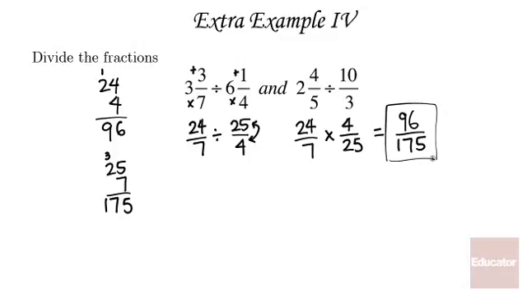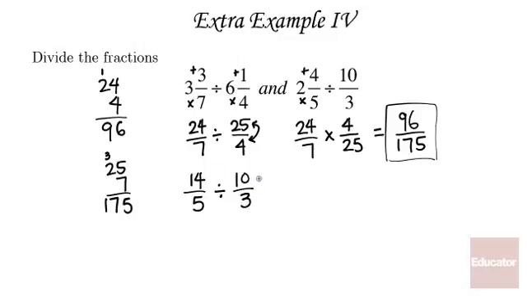Okay. The next example, 2 and 4 over 5 divided by 10 over 3. 10 over 3 is an improper fraction, so I can leave that as it is. This one I have to convert. So 5 times 2 is 10, plus the 4 is 14. So 14 over 5 divided by 10 over 3.